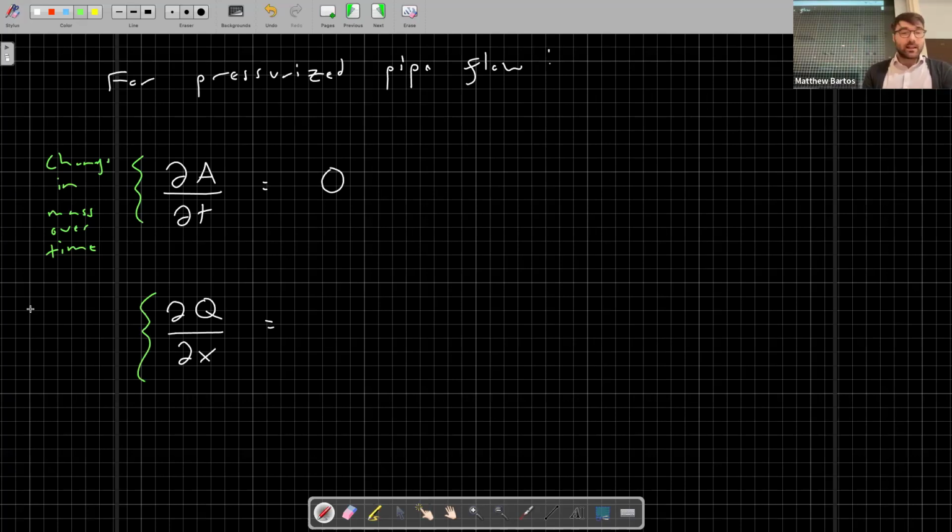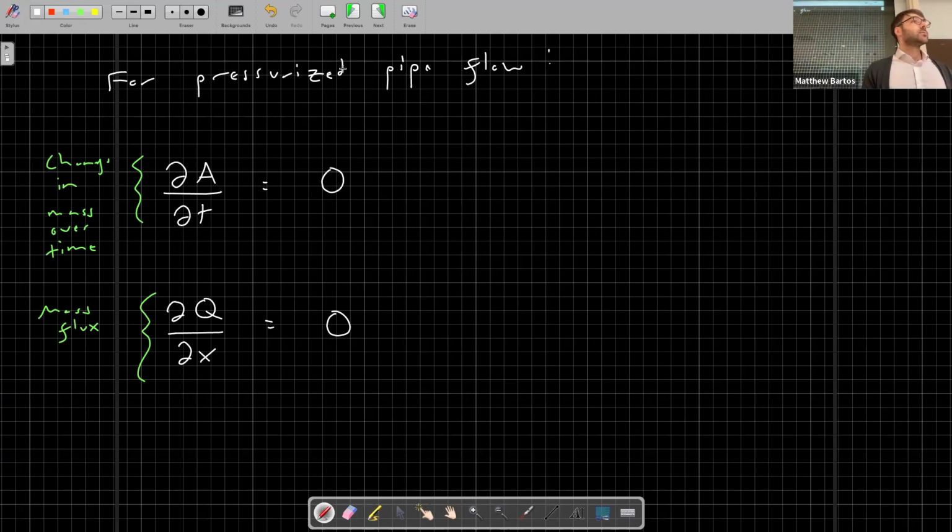We also said that the mass flux through the pipe has to also be equal to 0, right? If the volume in the pipe is not changing, then the flow into the pipe has to equal the flow out. All right, any questions on this concept?